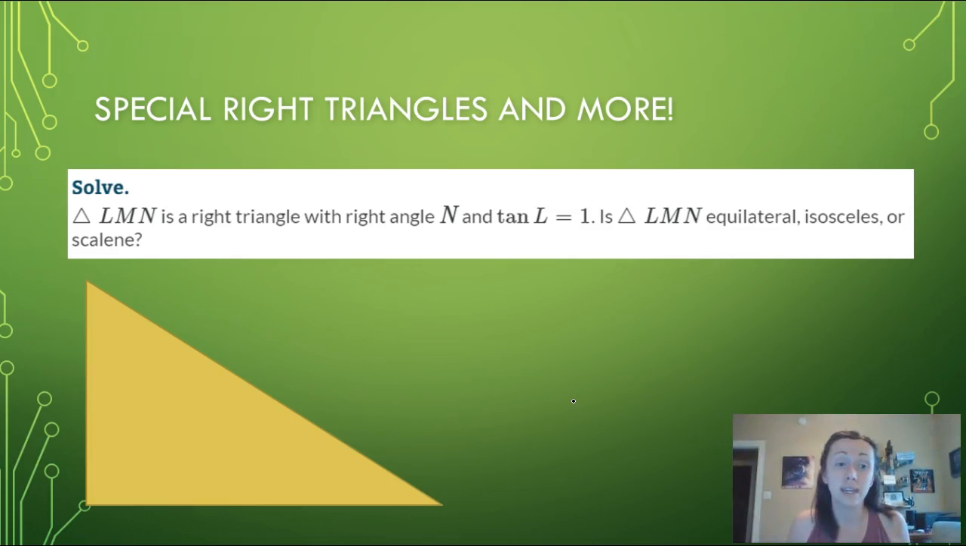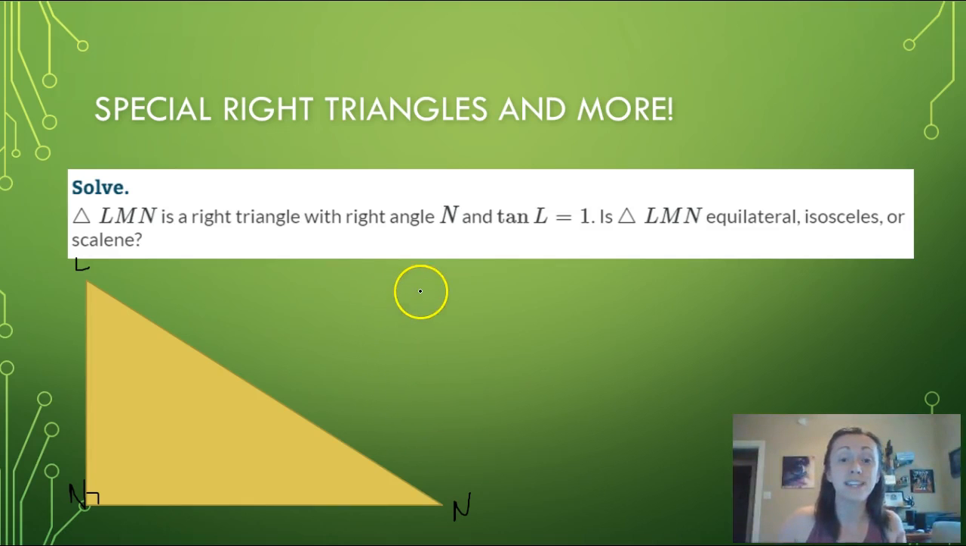Triangle LMN is a right triangle with right angle N and tangent of L is 1. Now you're being asked, is triangle LMN equilateral, isosceles, or scalene? And you're like, I don't know. I'm not going to find that out. Well, sketch yourself a right triangle because they did not give you one to begin with. We know that the N has to go in the right angle, so the other two angles can go wherever we like. We'll put the L up top and the N at the bottom.